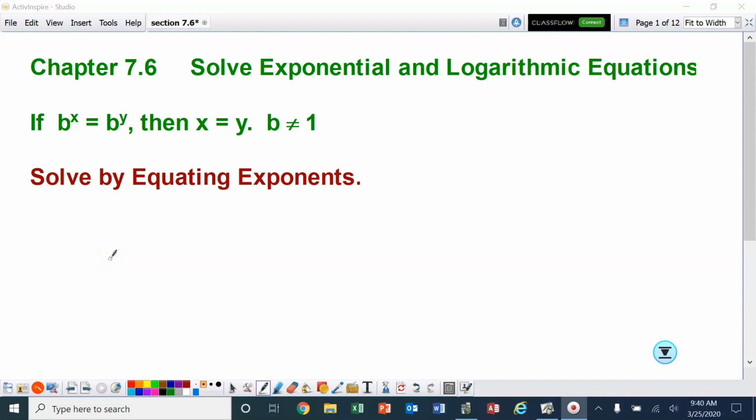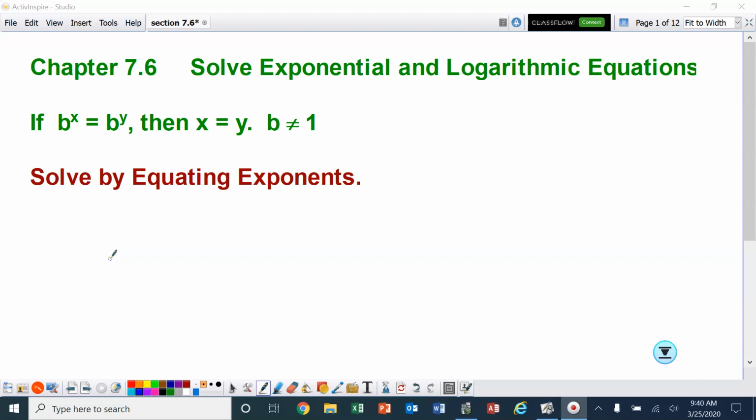Hello, ladies and gentlemen. Let's take a look at chapter 7.6. We're going to solve exponential and logarithmic equations. Now, there are different methods of solving these, and it's going to be really important to be able to recognize each equation and what the process is to solve it.